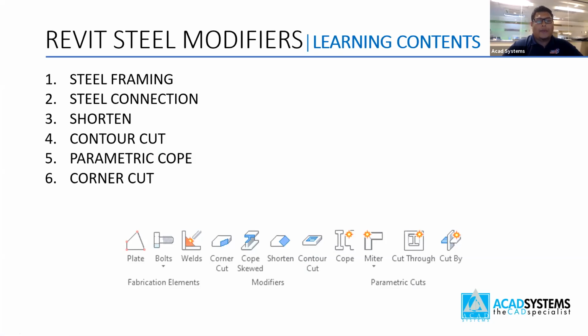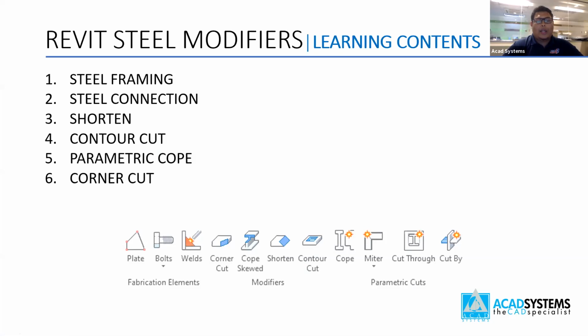Okay, we're going to go with steel beam, and next how we're going to put a basic connection features in steel connection features in Revit. And then we will jump into steel modifier tools.